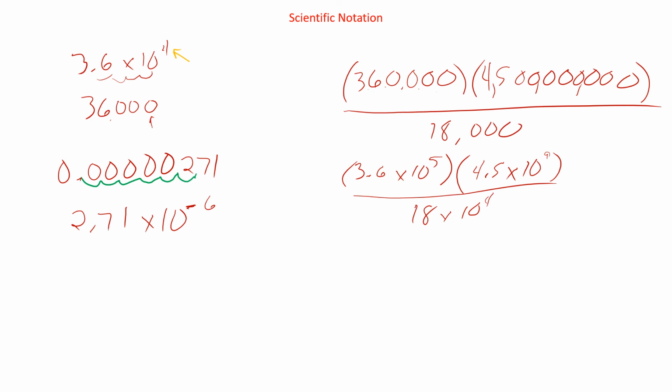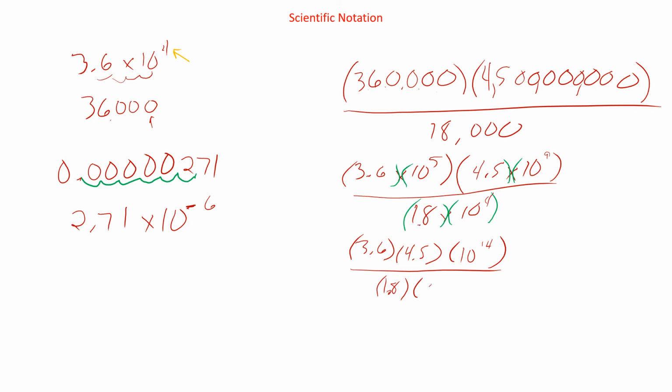Now, in scientific notation, we tend to use the little x for the multiplication. There's really no reason to do that. We could have just used parentheses here. And now, all of a sudden, we can start rearranging things. We have 3.6 times 4.5 times 10 to the, well, we just add those exponents since the bases are the same, 10 to the 14th, over 1.8, sorry, times 10 to the 4th.